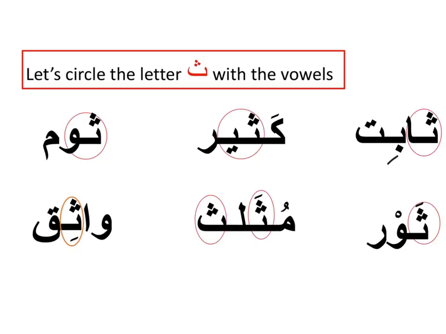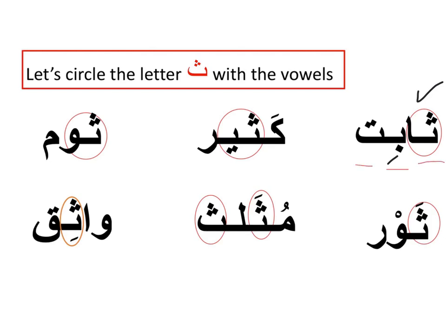Now these are the answers for circling the letter Th with the short and long vowel. So for the first word, it's Tha. And as you can see, this word has letters that you learned them all before, so you can spell it by yourself.